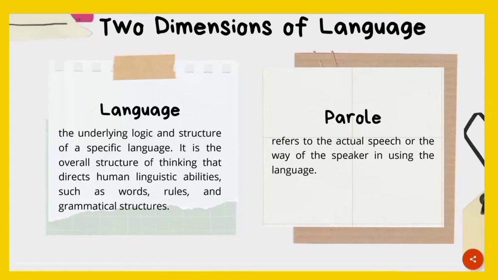There are two dimensions of language. First, we have the langue. Langue is the underlying logic and structure of a specific language. It is the overall structure of thinking that directs human linguistic abilities such as words, rules, and grammatical structures. In other words, it refers to the phonics, signs, symbols, and the grammatical systems. The second dimension of language is parole. Parole refers to the actual speech or the way of the speaker in using the language.